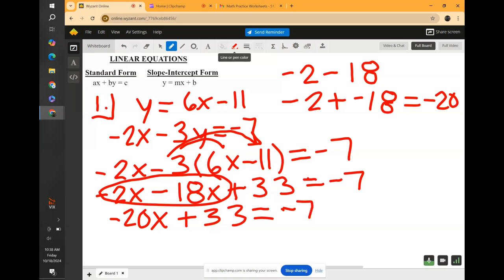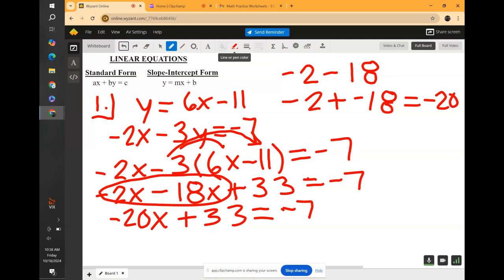Okay, so now what do we do? Well, can we do anything here? Are these like terms? Well, they're not. They're not like terms, so we can't combine them. And the goal here is to do what? Well, the goal here is to solve for x, right? Because we have x for the variable. We want to get this alone. So how do we get that alone?